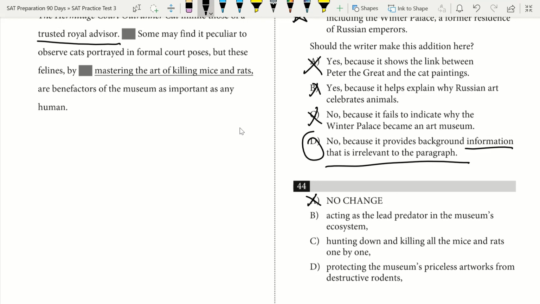So we're not going to use A because it doesn't touch on that. B, we're not going to use either because it just talks about being the lead predator in the ecosystem, not touching on the importance of it to the museum. C, also not touching on the importance to the museum. D, it does touch on the protection these cats provided the museum, protecting the museum's priceless artworks from destructive rodents. So that connects our passage all together and really shows us the big picture there. So D is going to be our answer for 44.